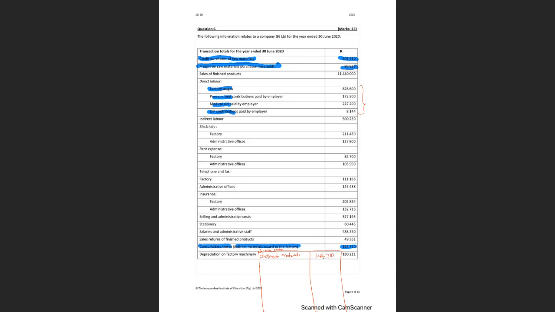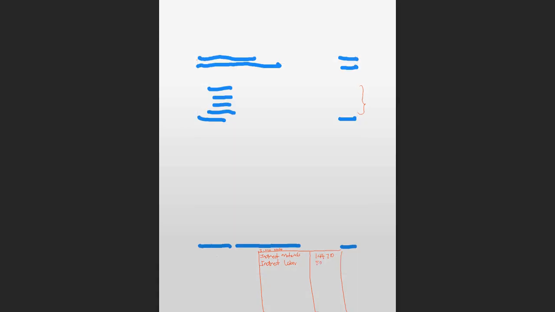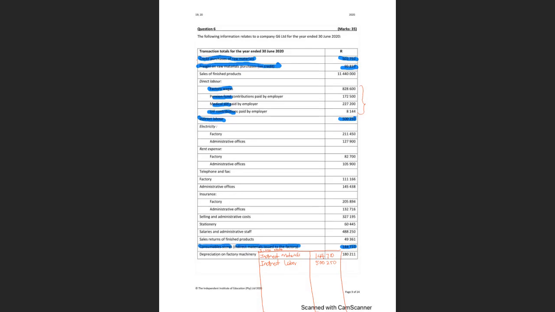Then you need any indirect labor. They mentioned that to you here, indirect labor 500,250. So indirect labor 500,250. Then you have, as we said, anything else now. So you have electricity for the factory, rent for the factory, telephone for the factory, insurance for the factory, and depreciation on the factory machinery. So let's write all of those down, starting with your electricity, and that is 211,450.